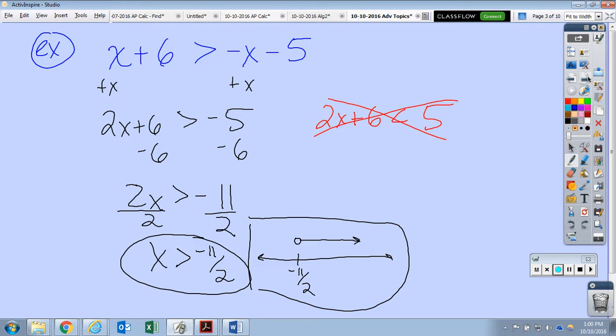Any questions? You said you don't want us to simplify. It was negative 11 over 2. You just want me to leave it like that? Yeah, this is fine. Negative 11 over 2. It's fully simplified. As long as you're right, it doesn't matter.